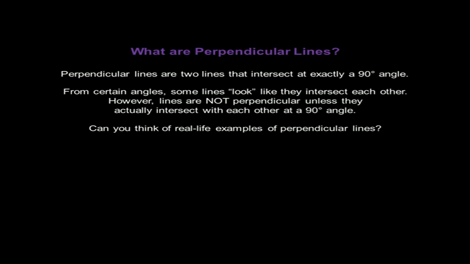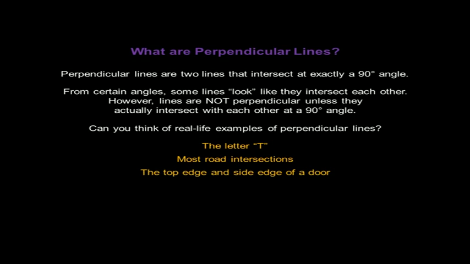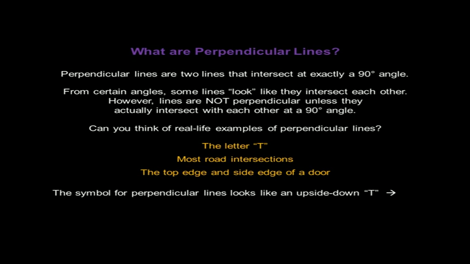Can you think of real-life examples of perpendicular lines? Well, how about the letter T? Most road intersections form a perpendicular angle, and the top edge and side edge of a door. The symbol for perpendicular lines looks like an upside-down T.